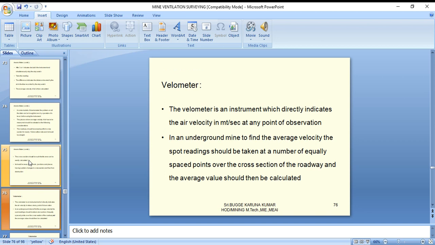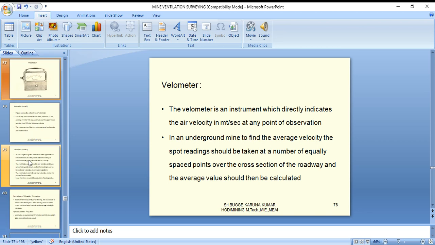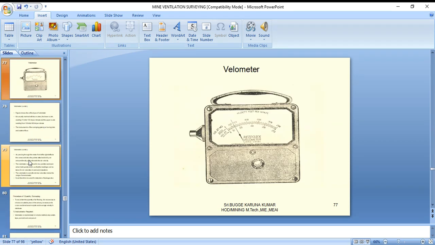Another is the velometer. The velometer is an instrument which directly indicates the air velocity in meters per second at any point of observation in an underground mine. To find the average velocity, spot readings should be taken at a number of equally spaced points over the cross section of the roadway, and the average value should then be calculated. So this is a velometer.